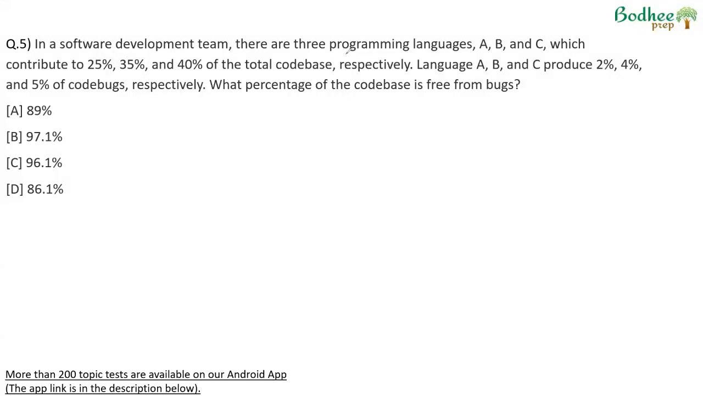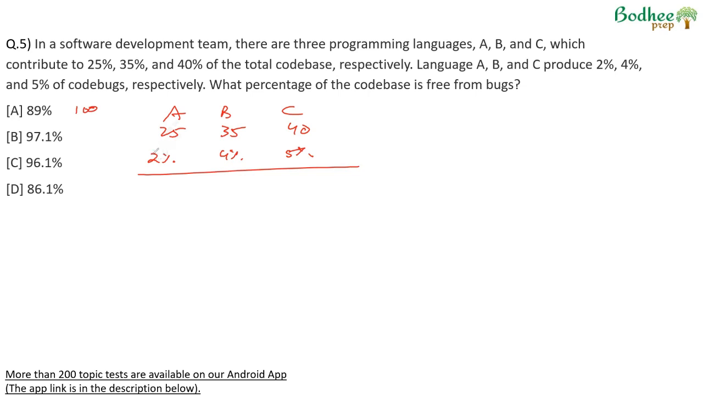In a software development team, there are 3 programming languages, A, B, C, which contribute 25%, 35%, and 40% of the total code base. Suppose the code base is of 100 lines, so A comes from 25, B gives 35, C gives 40. Languages A, B, C produce 2%, 4%, and 5% of bugs. What percent of the code base is free from bugs?